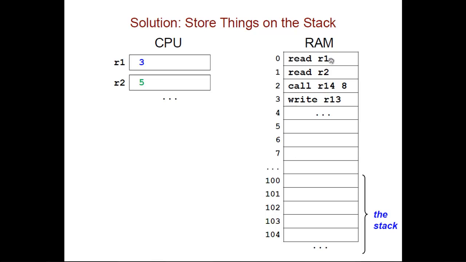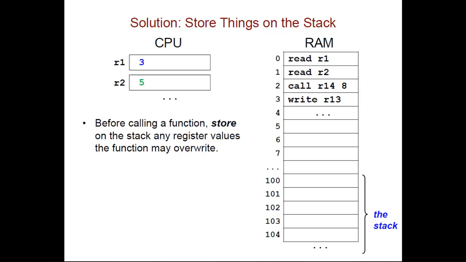And let's assume that we're running a program, this is a different program, in which we're using both register R1 and register R2. So the general idea here is before you make a function call, you want to store on the stack any register values that the function may end up overwriting, may end up changing. So let's assume in this case that we think that it might change both R1 and R2. So what we're going to do is put those in the stack, so the value of R1 will get stored in memory address 100, the value of R2 will get stored in memory address 101.